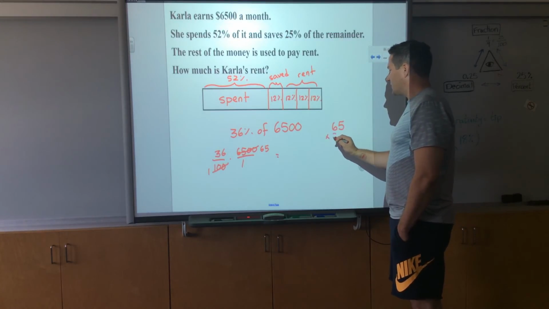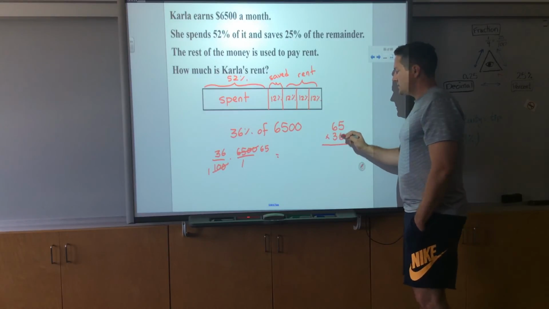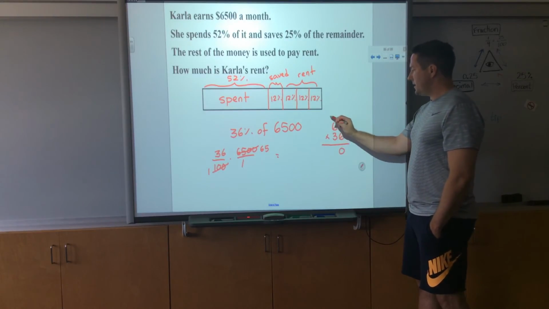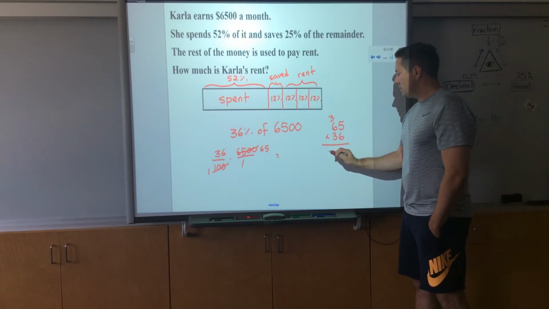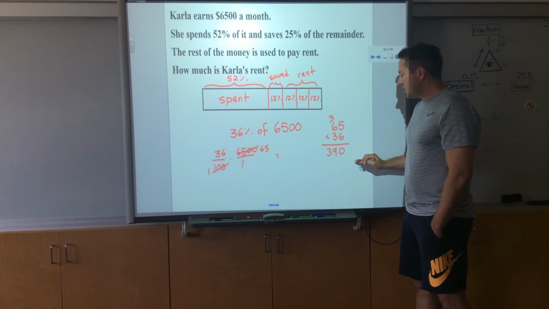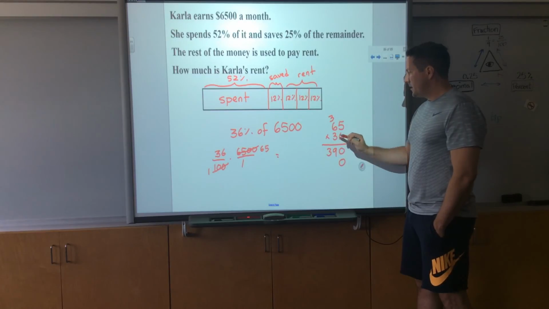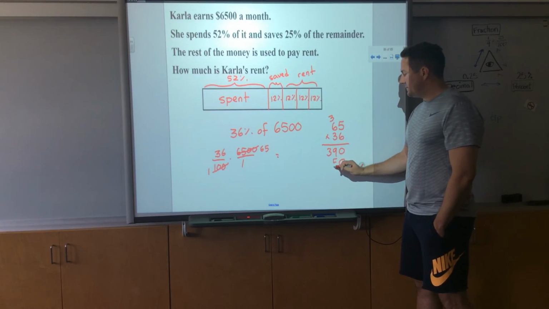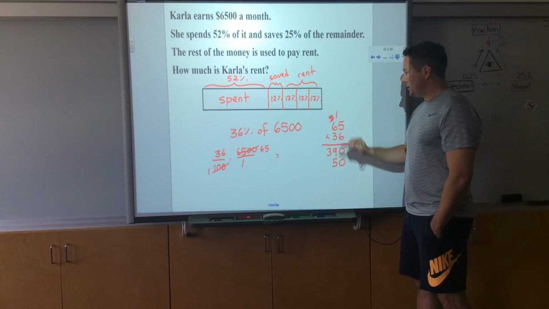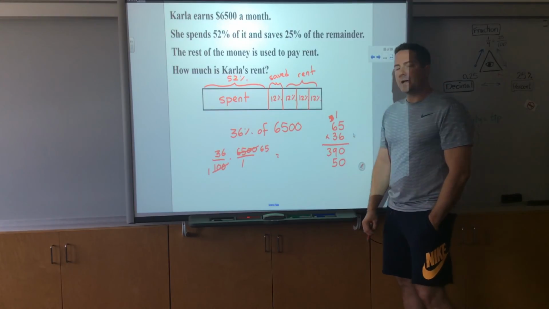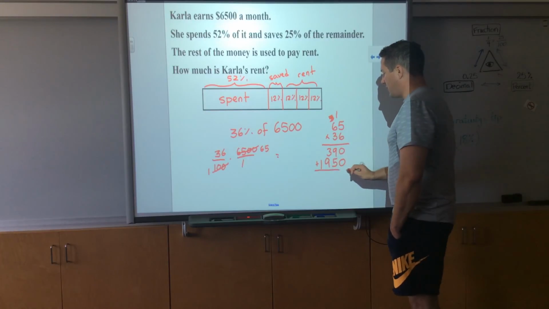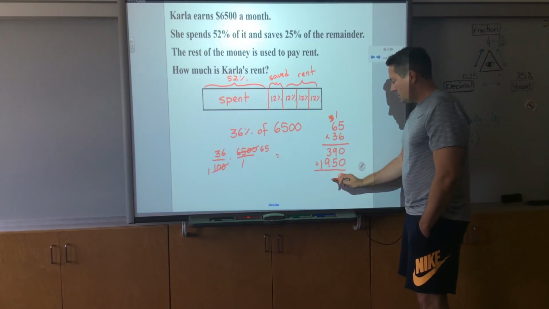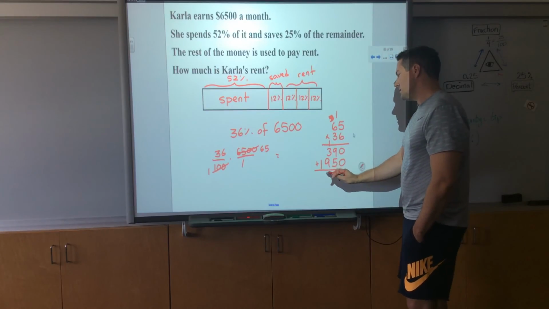65 times 36. 6 times 5 is 30. 6 times 6 is 36, plus 3 is 39. Got to do my placeholder 0. 3 times 5 is 15. Carry the 1. 3 times 6 is 18. Add 1 and I've got 19. I add everything up. Carry my 1. This is going to be 13.